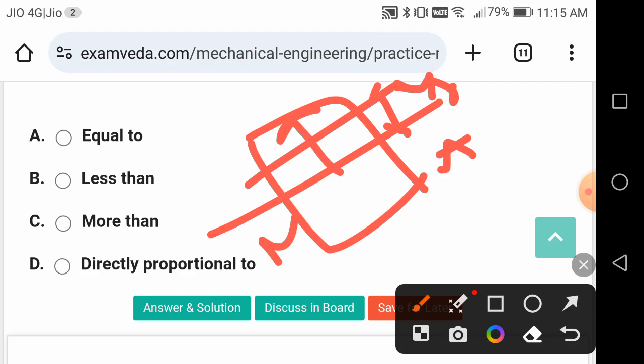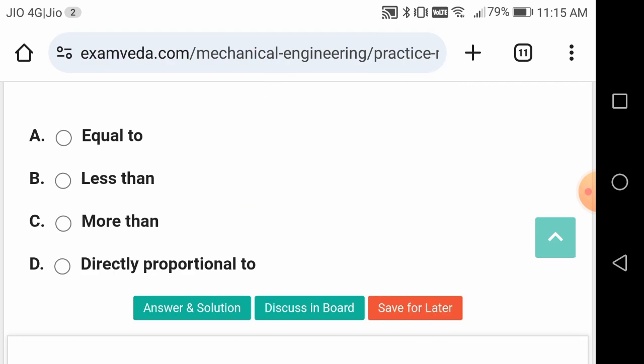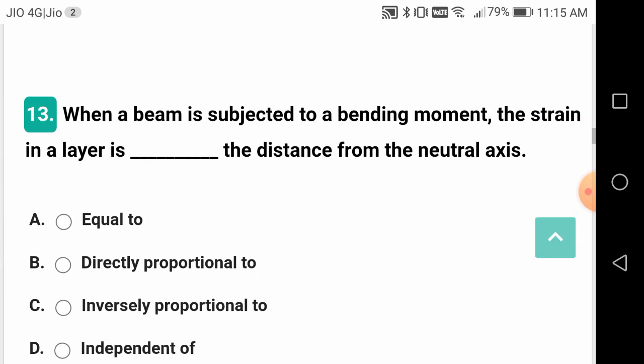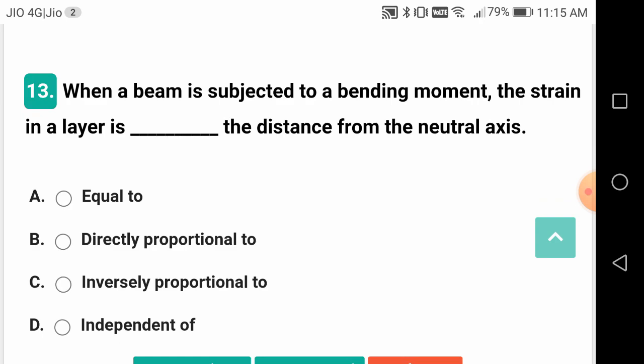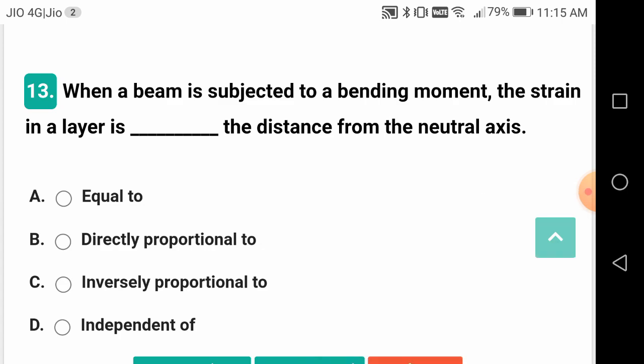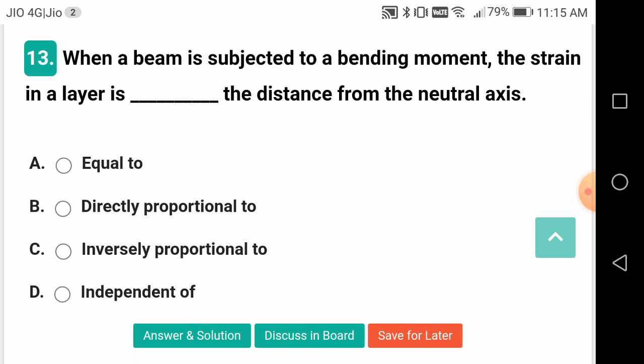So it is proportional to the distance from the neutral axis. At this fiber, which is at maximum distance from the neutral axis, the bending stress will be maximum, at the top and bottom layers it's maximum. But at the neutral axis, it is zero. There is no strain in the fibers at the neutral axis of a beam. That's why it is called neutral axis.